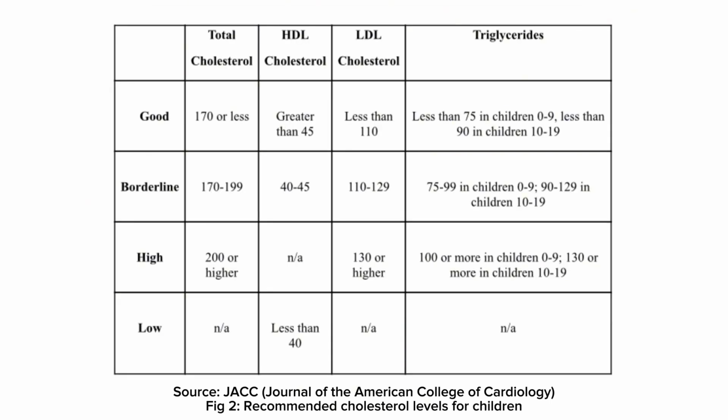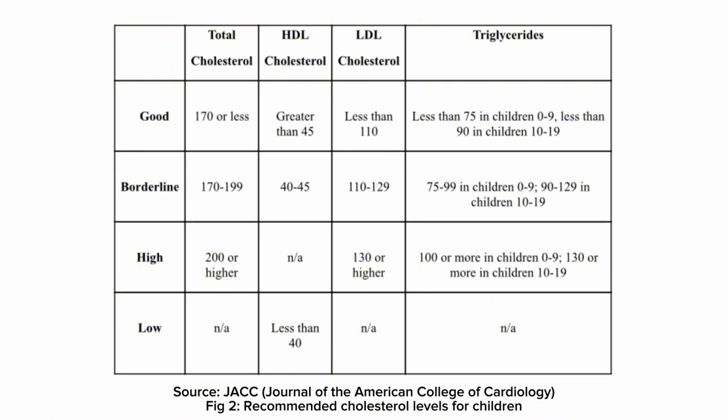Low cholesterol levels: HDL cholesterol less than 40 milligrams per deciliter. Recommended cholesterol levels for children. In children, good cholesterol levels are defined as a total cholesterol below 170, HDL cholesterol above 45, and LDL cholesterol under 110. Triglycerides should be less than 75 for ages 0 to 9 and less than 90 for ages 10 to 19. Borderline levels are total cholesterol between 170 to 199 and HDL cholesterol between 40 to 45. LDL levels between 110 to 129 and triglycerides between 75 to 99 for ages 0 to 9 and 90 to 129 for ages 10 to 19 are considered moderate.